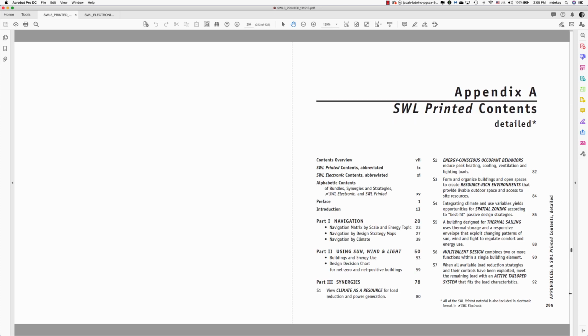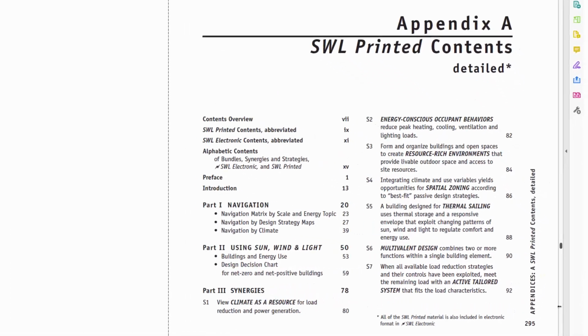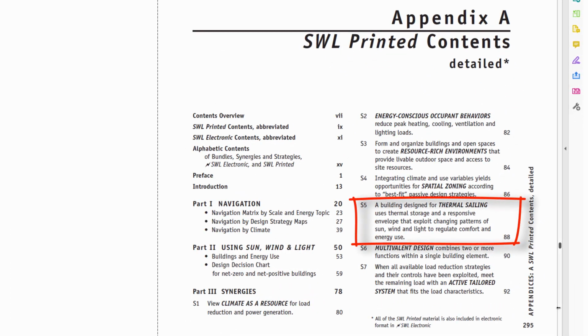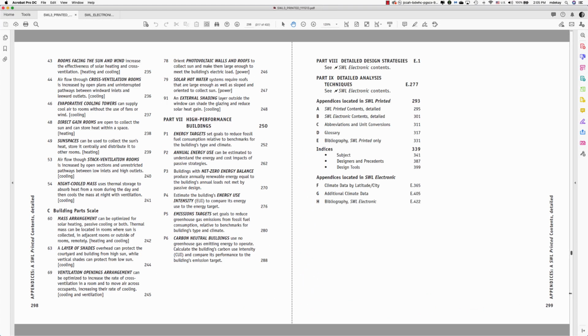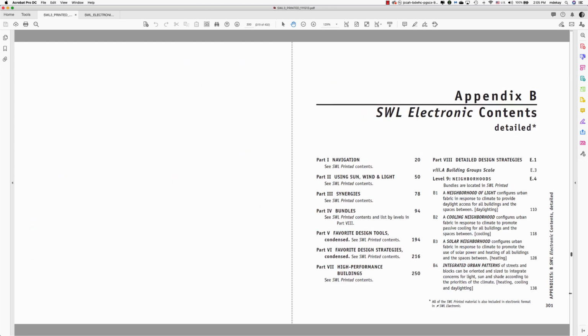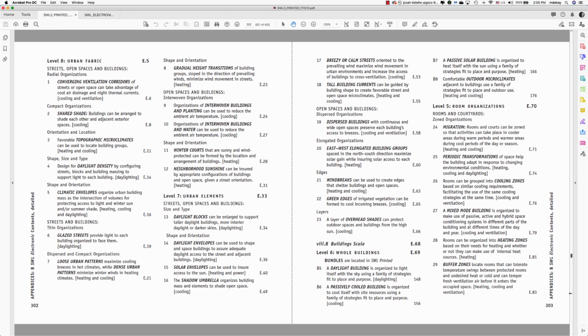So here's what those detailed contents look like. And you can see that instead of just listing, for instance, something like thermal sailing, the whole statement about thermal sailing is listed there. Same thing for the electronic contents. The detailed version takes things like the design strategies. And again, instead of just having the title or the name or the handle of that strategy, it lists the whole strategy statement. Also tells you in the brackets what the energy issues that it's dealing with: heating, cooling, lighting, ventilation, etc. And you can see these are organized in the same way.